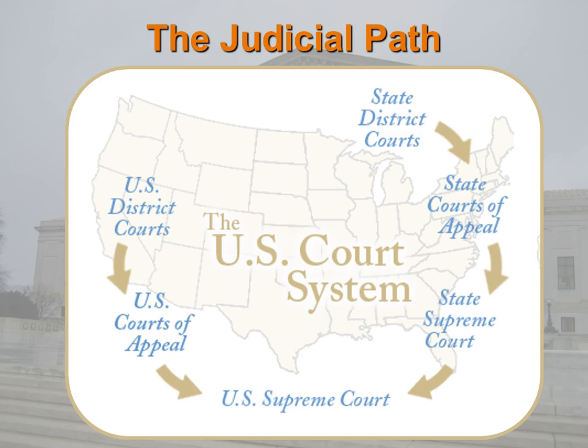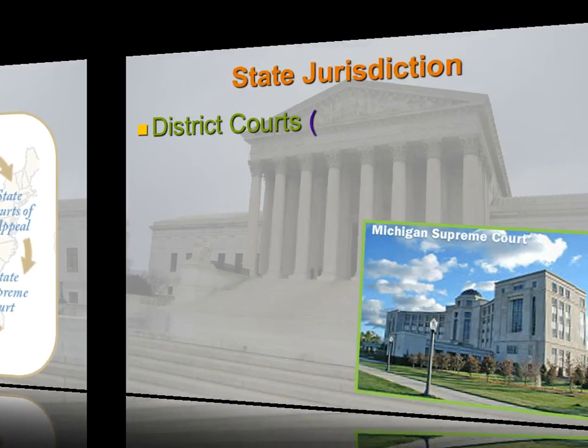You're either going to start at the state district court level, then you can appeal to the State Court of Appeals, then you can appeal to the State Supreme Court, and finally to the U.S. Supreme Court. Or you can start at the federal level at the U.S. District Court, appeal to the U.S. Court of Appeals, and then finally to the Supreme Court. Nothing is higher than the Supreme Court. Once the Supreme Court rules, that is the end. That's why the Supreme Court is a court of final jurisdiction.